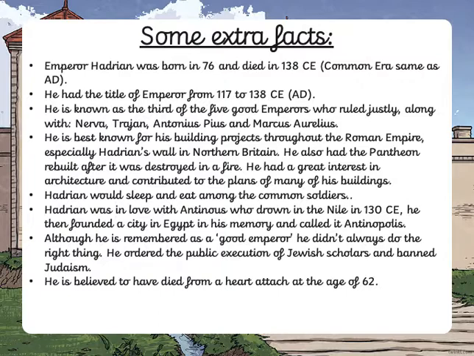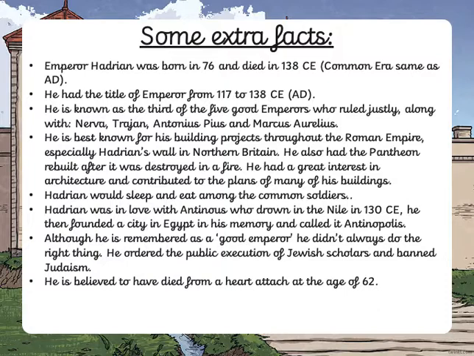He had the title of emperor from 117 to 138 CE or AD. He is known as the third of the 5 good emperors who ruled justly, along with Nerva, Trajan, Antoninus Pius, and Marcus Aurelius. He is best known for building projects throughout the Roman Empire, especially Hadrian's Wall in northern Britain. He also had the Pantheon rebuilt after it was destroyed in a fire.